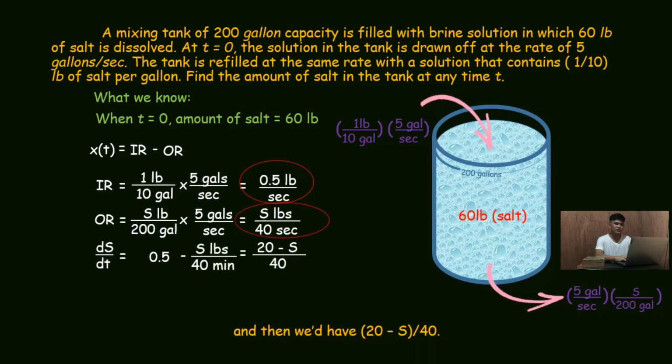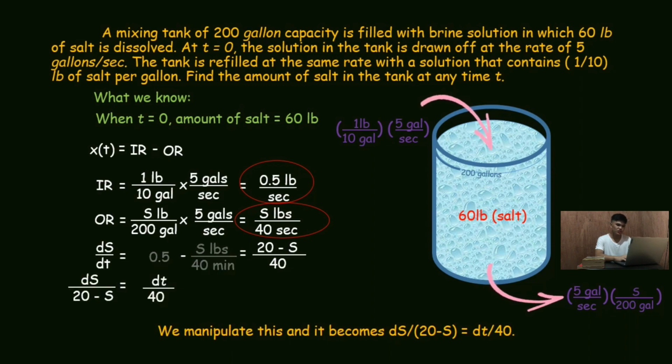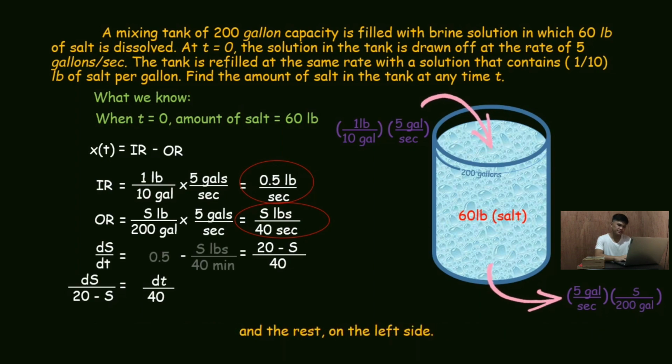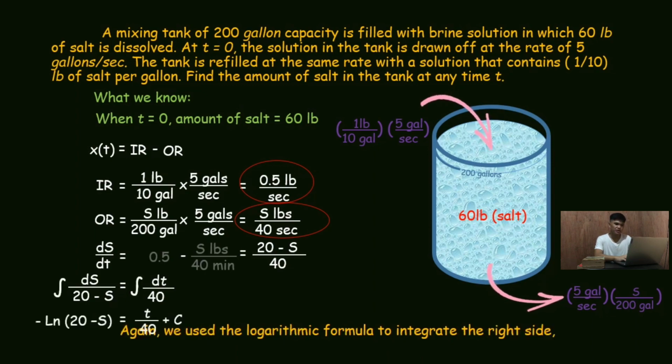Sure seems a little bit different from the first one, but still, we follow the same process. We manipulate this and it becomes ds over 20 minus S equals dt over 40. The technique for this is putting everything that has S on it on the right side and the rest on the left side. This will make it easier for you to integrate. Again, we use the logarithmic formula to integrate one side, while the other side is just our formula.